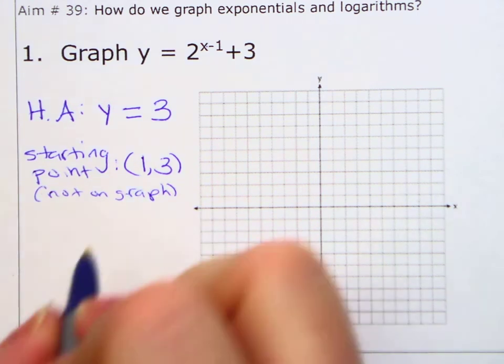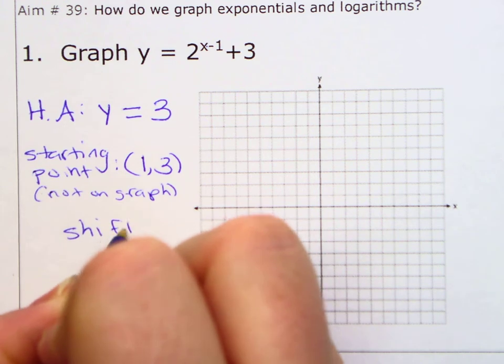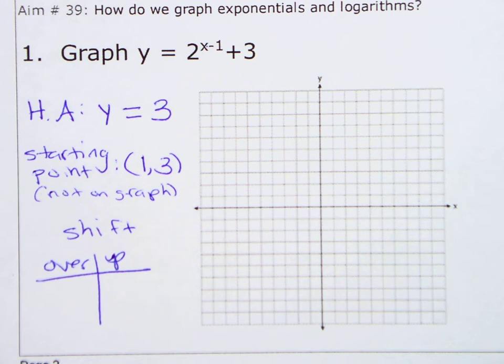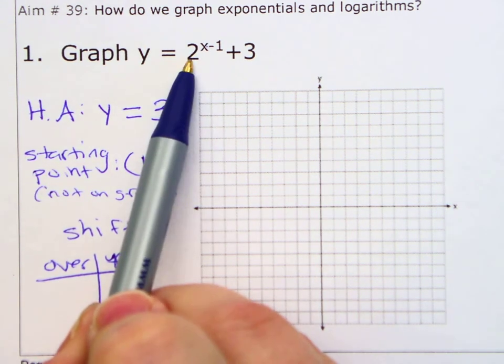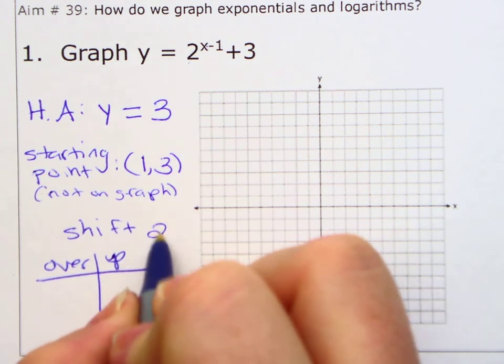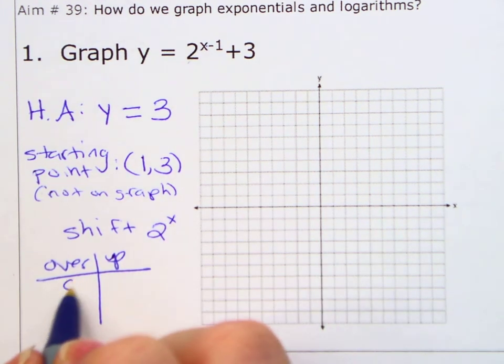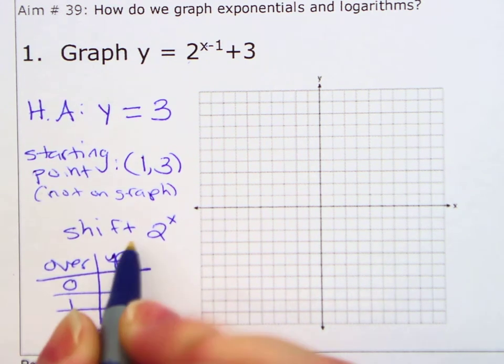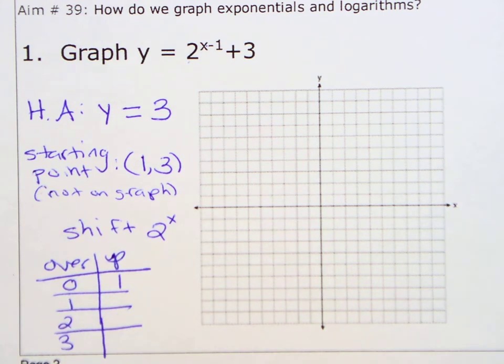Now, our shift of our parent function over, up. What's the parent function here? What number have we not used? 2. 2 to the x. So we're basing this on 2 to the x. So 0, 1, 2, and 3. Plug 0 in. What's 2 to the 0? 1. 2 to the first, 2. 2 to the second, 4. 2 to the third, 8. All right? So using all that information, we're going to graph this.